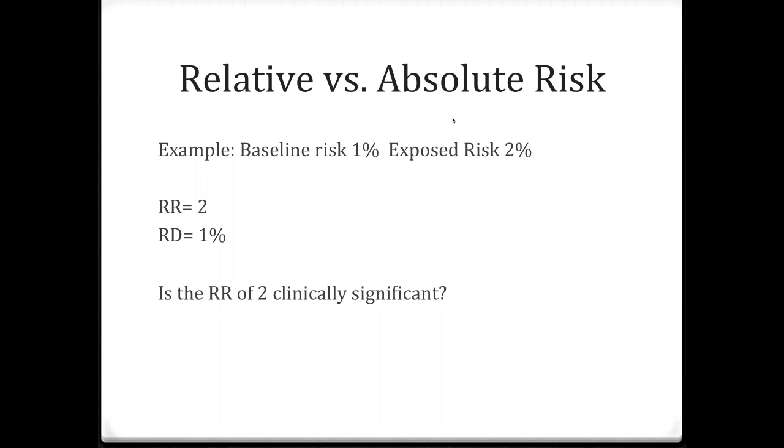Let's compare these first 2 measures. It's important to consider baseline risk. In this example, with a relative risk of 2, looking at the relative risk alone might suggest that this is a very important exposure. However, when you consider the fact that there is only a 1% change in the absolute risk, it becomes less clear whether this is a clinically significant exposure.